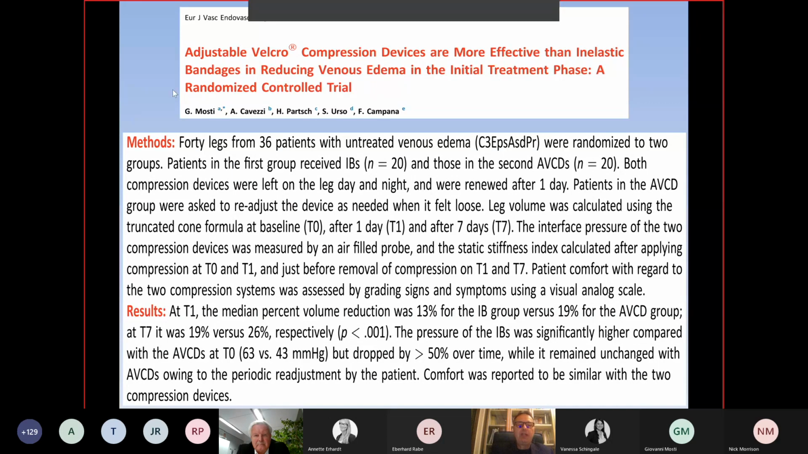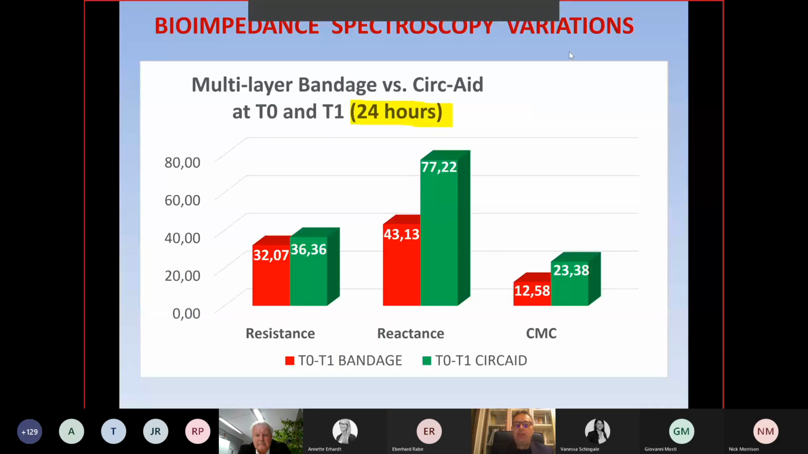You probably remember this study that with Dr. Mosti and Professor Partsch I had the luck to perform. We published 5 years ago this study about the adjustable Velcro compression devices in chronic edema, which was better than inelastic bandages in reducing the venous edema in the initial treatment phase, which means at 1 day and 7 days. Thanks to the improvement of the technical software and the revision of all the data we had about that study, we revised all the data, and very similar improvements were found when using CIRC versus multi-layer bandage at 24 hours and at 7 days.